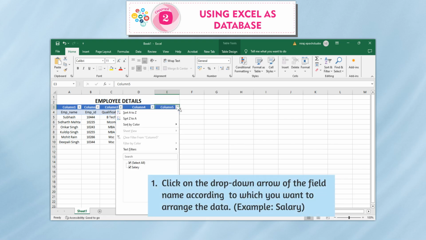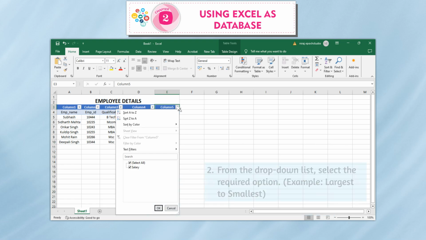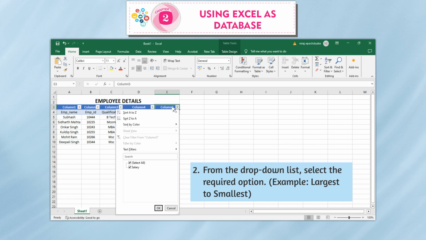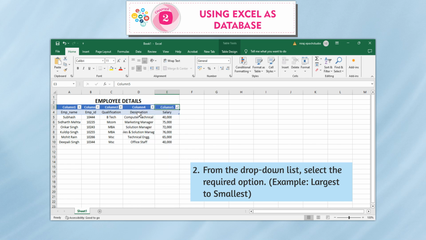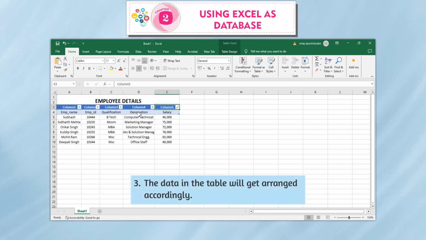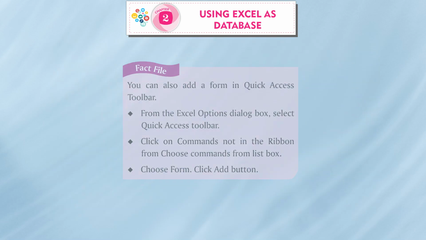1. Click on the drop-down arrow of the field name according to which you want to arrange the data. Example, Salary. 2. From the drop-down list, select the required option. Example, Largest to smallest. 3. The data in the table will get arranged accordingly.